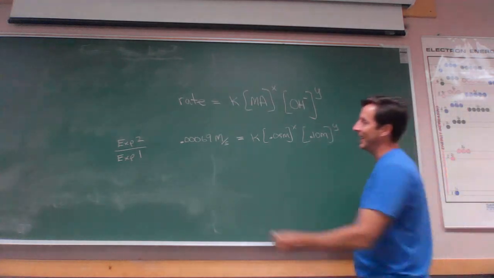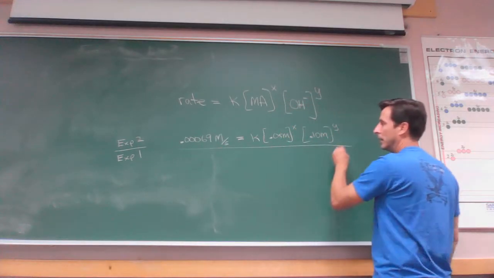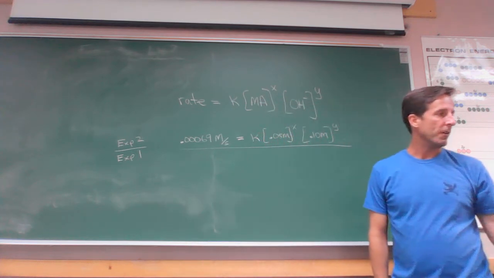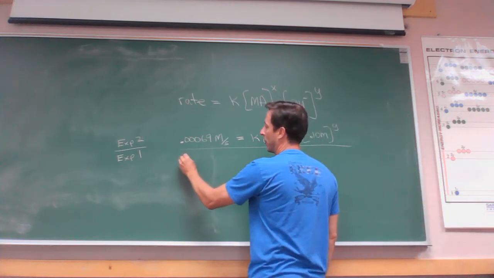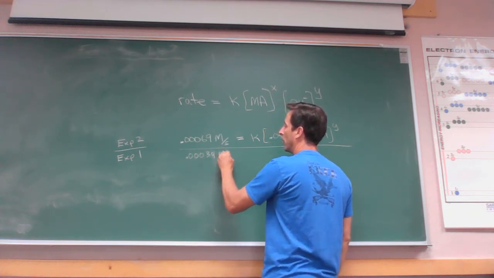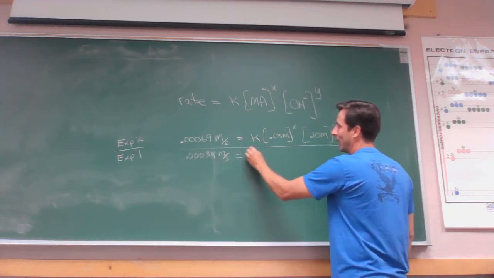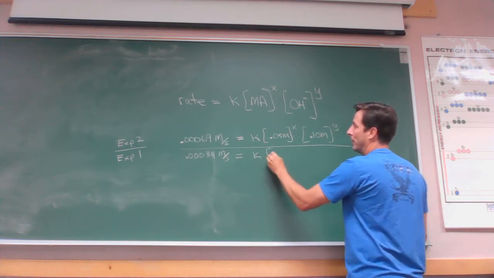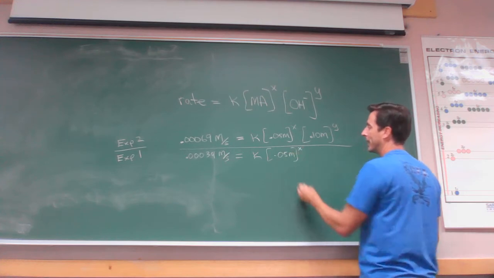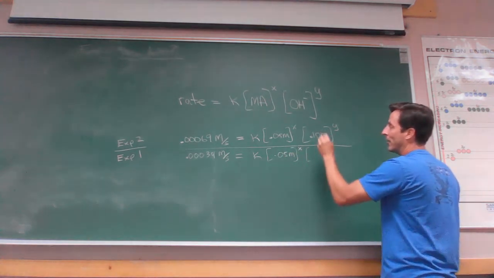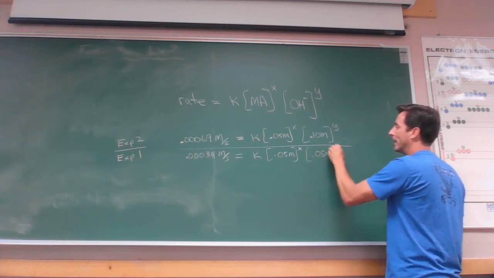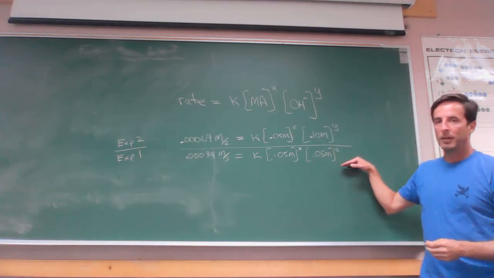I'm going to divide that by experiment 1, all the values. So again, the first value, the rate for experiment 1 was 0.00034 molar per second. I don't know what K is. The methyl acetate is 0.05 molar raised to the x. The hydroxide is 0.05 molar raised to the y. So those are all the numbers in the bottom for experiment 1.